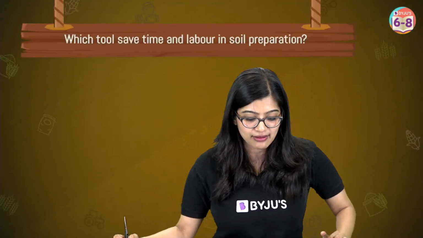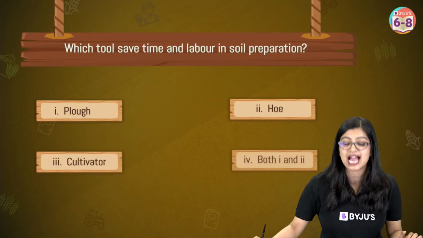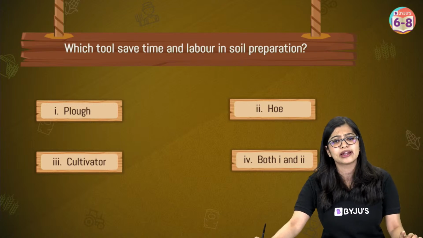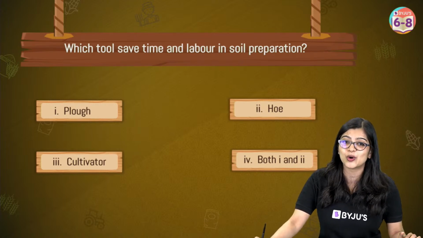So very quickly, I have one question for you. Which tool saves time and labor in soil preparation? Plough, hoe, cultivator, or both 1 and 2? Can you very quickly let me know?